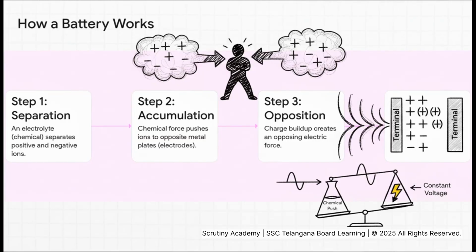So how does a little battery create this powerful pressure? Well, inside there's a chemical reaction going on. You can think of this reaction like a bouncer at a club, physically separating the positive and negative charges and forcing them to opposite ends of the battery, the terminals. Now, as these charges pile up, they create their own electric force that pushes back. The battery is basically fully charged when that chemical push and the electric pushback are in perfect balance. It just sits there, holding that constant pressure, ready to get to work.